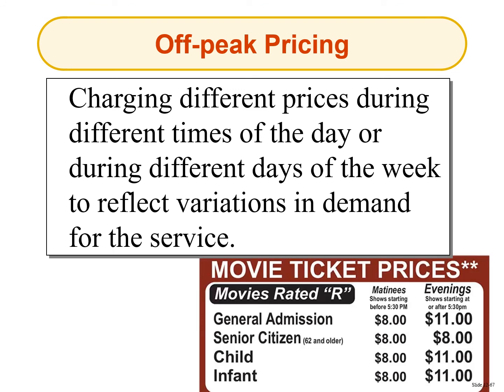For example, if you watch movies, you will know that movie ticket prices, as we can see here, are general admission $8 for matinees, that is shows starting before 5:30, and evenings, that is shows starting at or after 5:30, are $11. So all the matinees are $8, and the evenings are almost all $11. That change in pricing is because of the way demand for movies works. Generally, people don't come before 5:30 for movies, and that's why the price is lower there. People come more in the evenings, so they have increased the price during evenings. This is called off-peak pricing, charging different prices to reflect variations in demand for the service. That's a little different for services as compared to products.